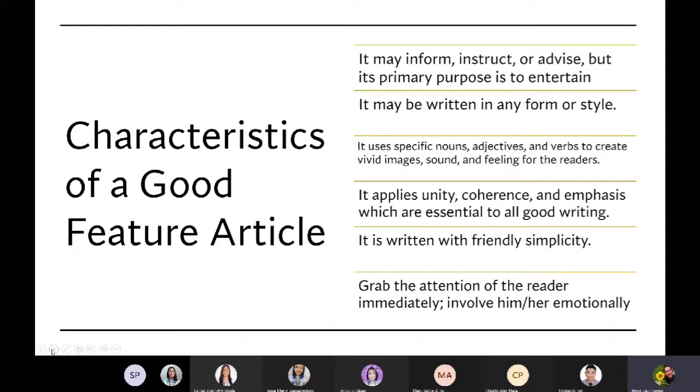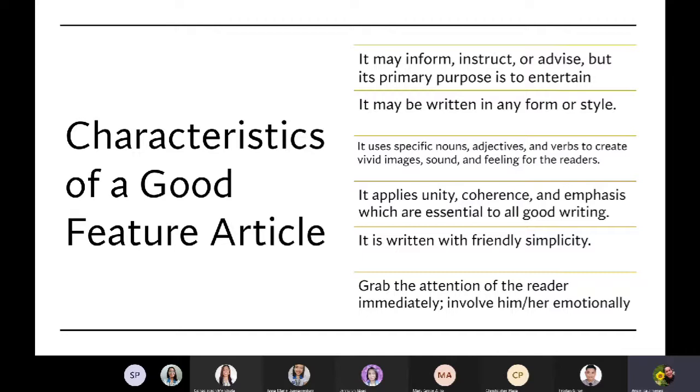So, what are the characteristics? How can we say that a feature article is a good one? First, it may inform, instruct, or advise. See, you cannot give advice with news. Okay? Here, you can give advice. You can give your personal take regarding something. But the main purpose is to entertain. A feature article cannot be called a feature article if it does not entertain or attract the readers. Okay, so that's why it is hard. This is quite hard, but it is also challenging for the writer.